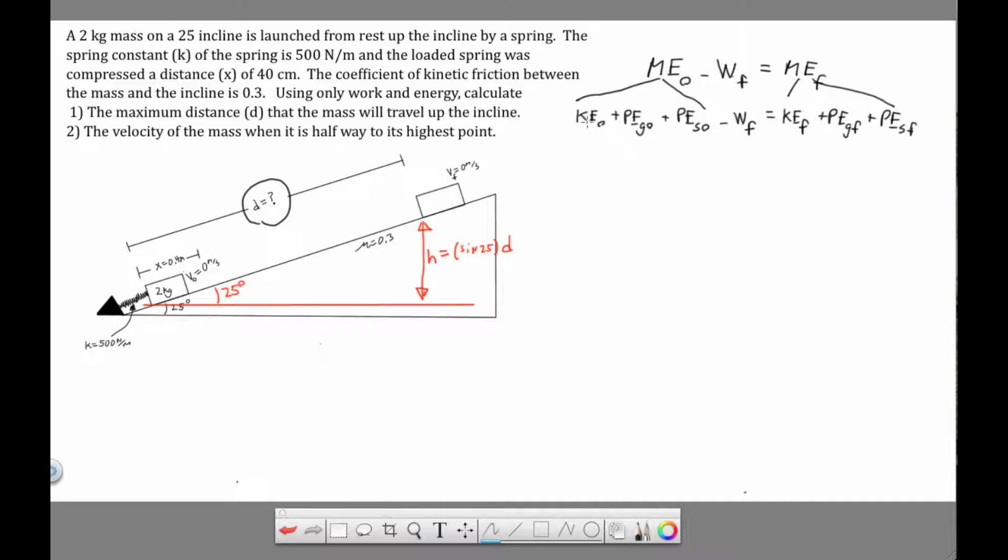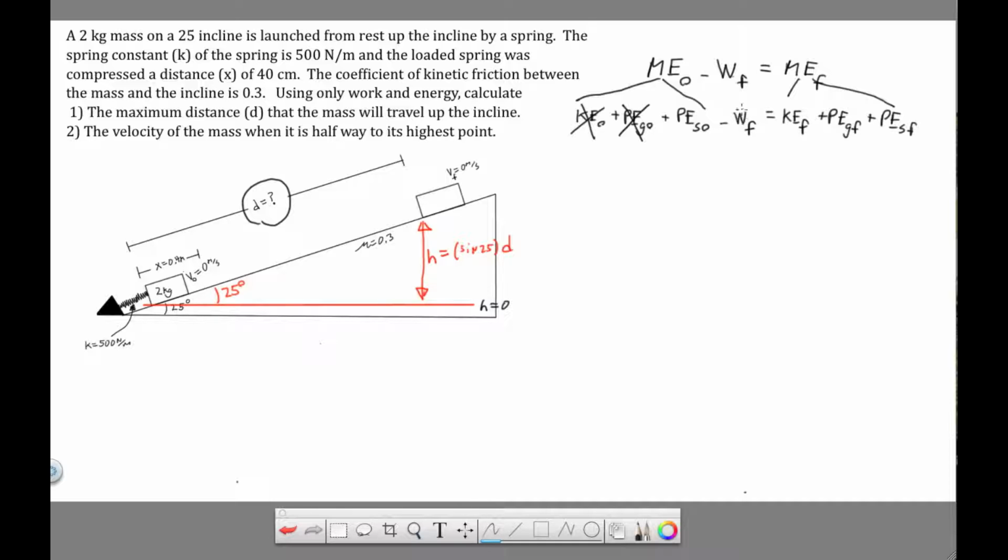So kinetic energy initial is 0. When the block starts down here, it's starting from rest, so there's no kinetic energy. Potential energy of gravity initial, 0, because the block is starting on the 0 point, right here on our red line that we defined as h equals 0. This red line is h equals 0. Okay, potential energy of spring, we definitely have that because the spring has been compressed and there's energy loaded in it.